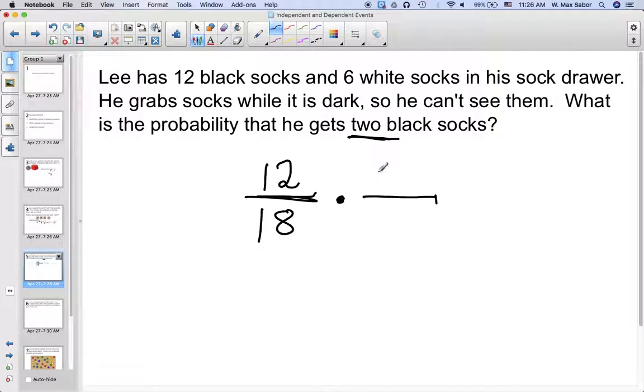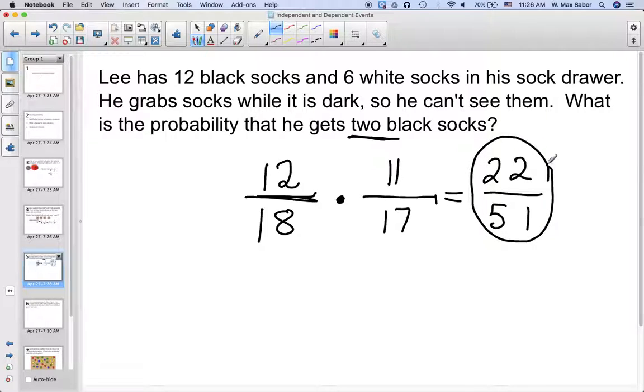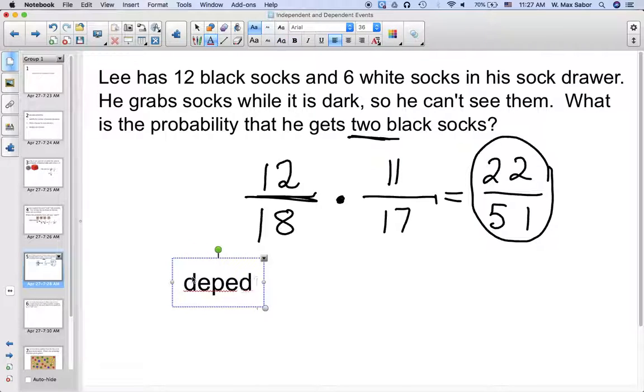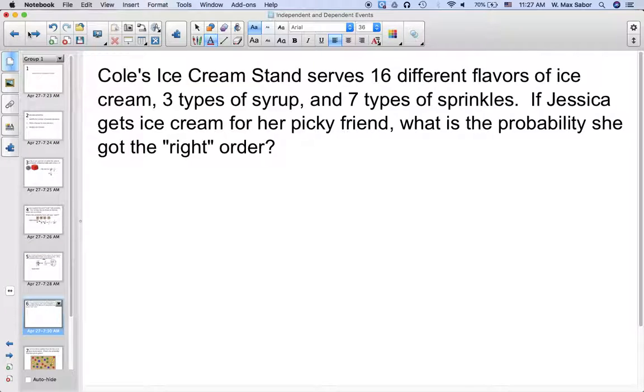Now, for the second sock, we lost 1 sock, so 12 minus 1 gives us 11 black socks left out of 17 total socks. When we multiply these together, we get 22/51 as the probability that he gets 2 black socks. This is dependent, because once he pulls a black sock out, he is not going to be able to pull out the exact same black sock. It changes the probability for the next one.